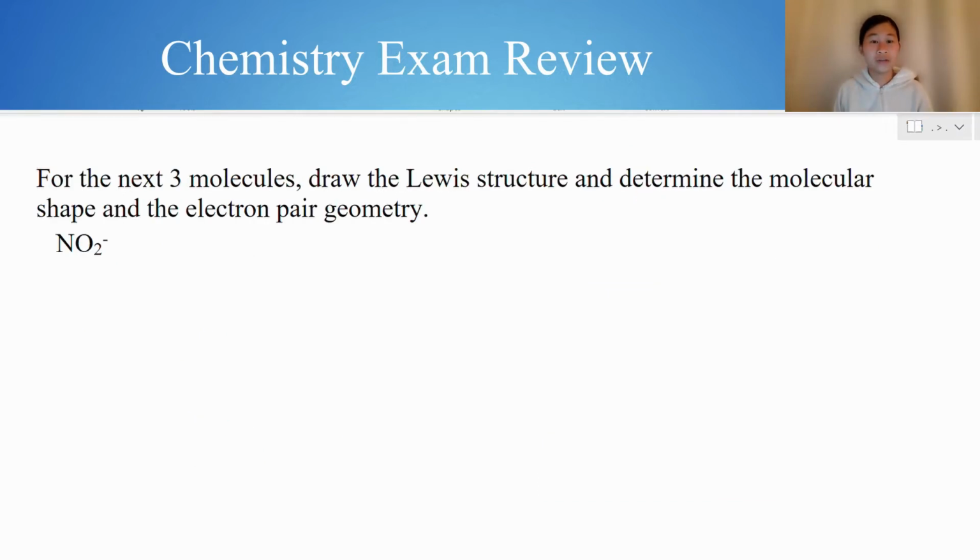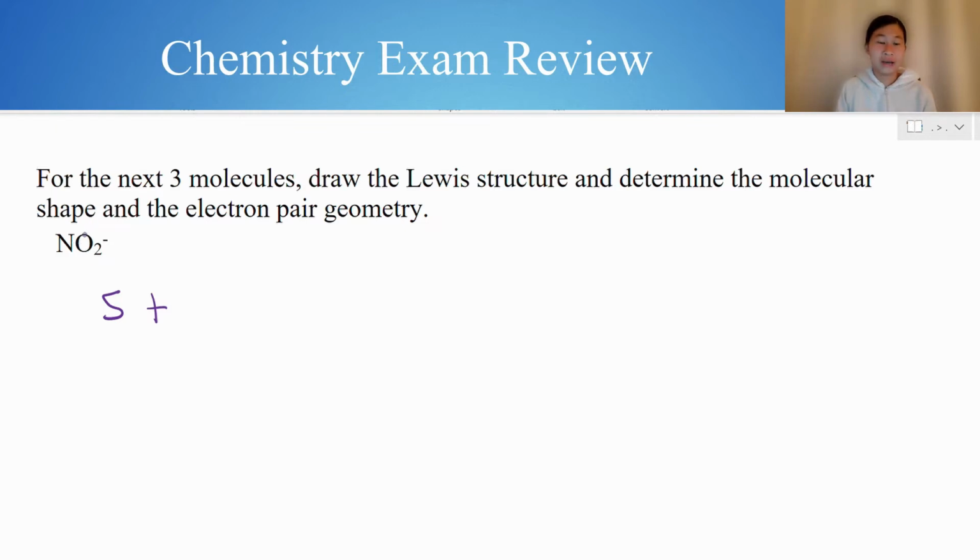For the next 3 molecules, draw the Lewis structure and determine the molecular shape and the electron pair geometry. First we have NO2-. Our first step in drawing the Lewis structure is to find the total number of valence electrons for this molecule. So as we said before, nitrogen has 5 valence electrons, plus oxygen's valence electrons.